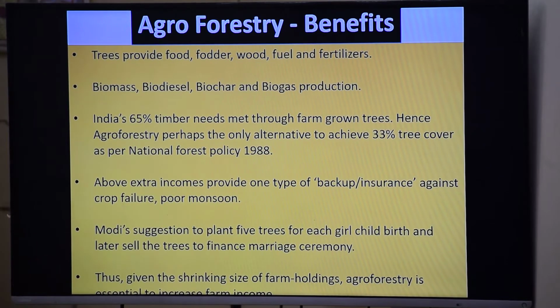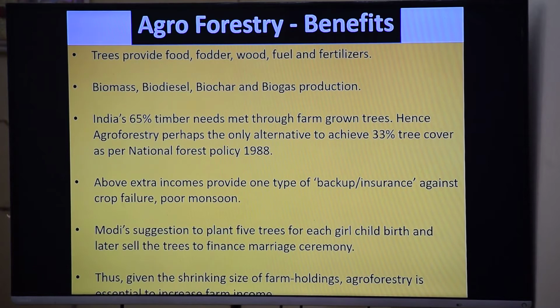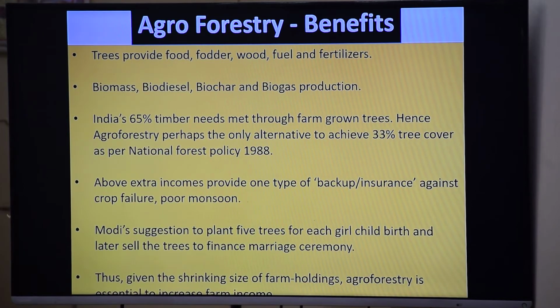Modi's suggestion, मोदी ने क्या सजेशन दिया था? To plant 5 trees for each girl child birth and later sell the trees to finance the marriage ceremony. In 2015 he said, Modi's suggestion to plant 5 trees for each girl child birth and later sell the trees to finance the marriage ceremony.